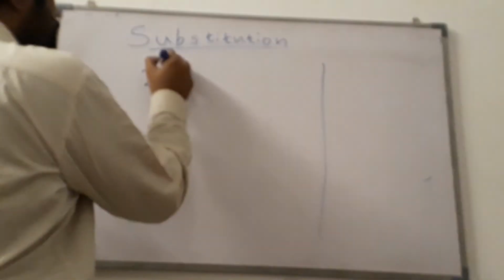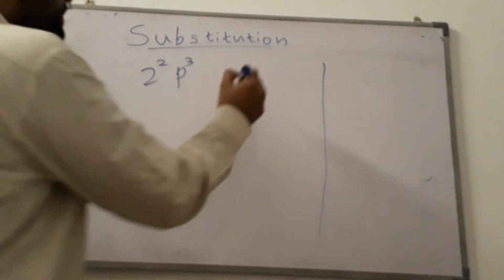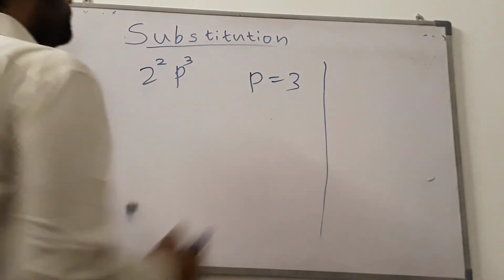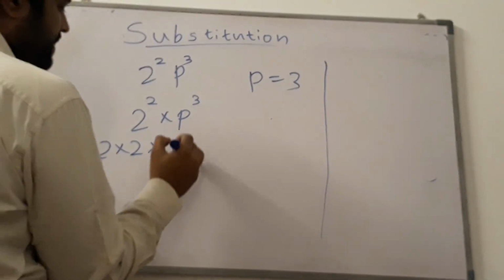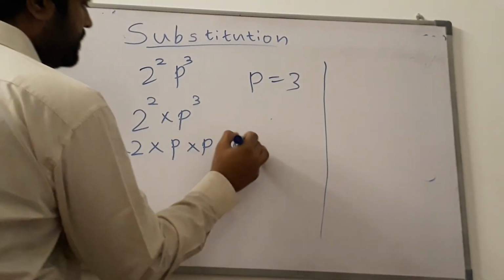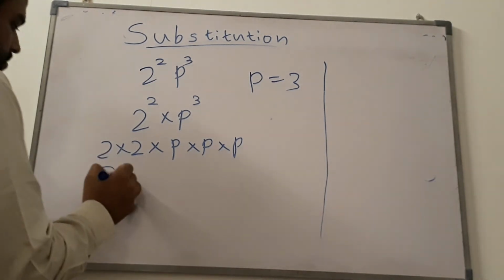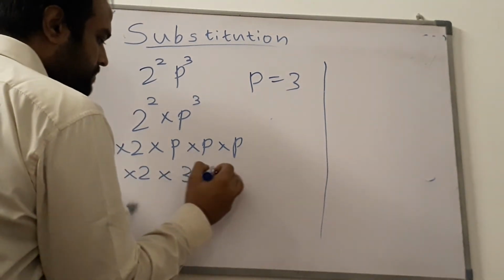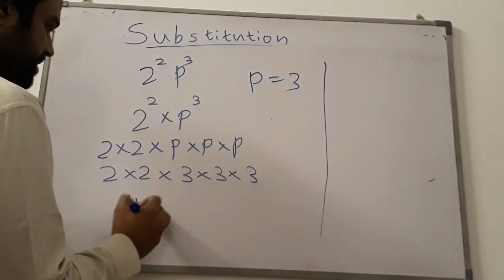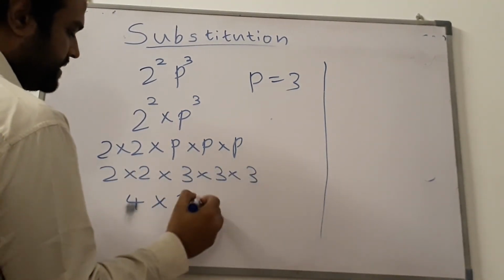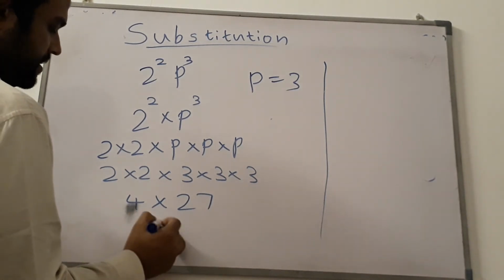Suppose it is 2 to the power 2 and p to the power 3, where p is given as 3. So we can write this in this fashion: 2 to the power 2 times p to the power 3. The first method is expansion. We can write 2 to the power 2 as 2 times 2, and p to the power 3 as p times p times p. Now we can substitute values. 2 times 2 times 3 times 3 times 3. 2 times 2 means 4. 3 times 3 is 9, times 3 is 27. 27 times 4 means 108.